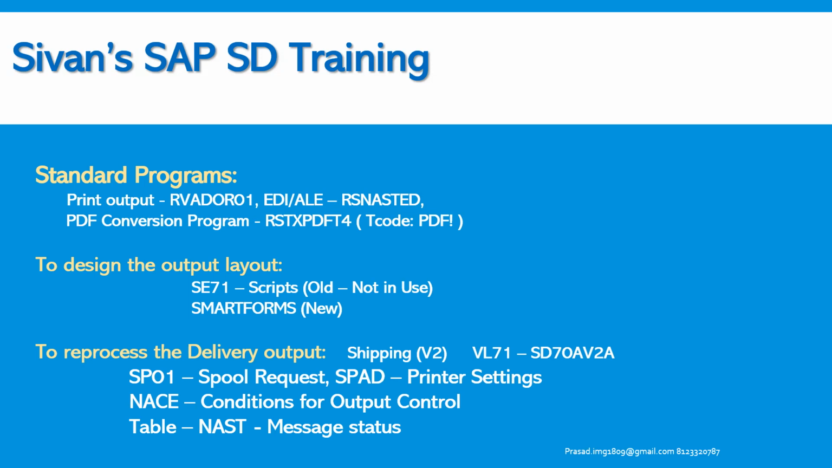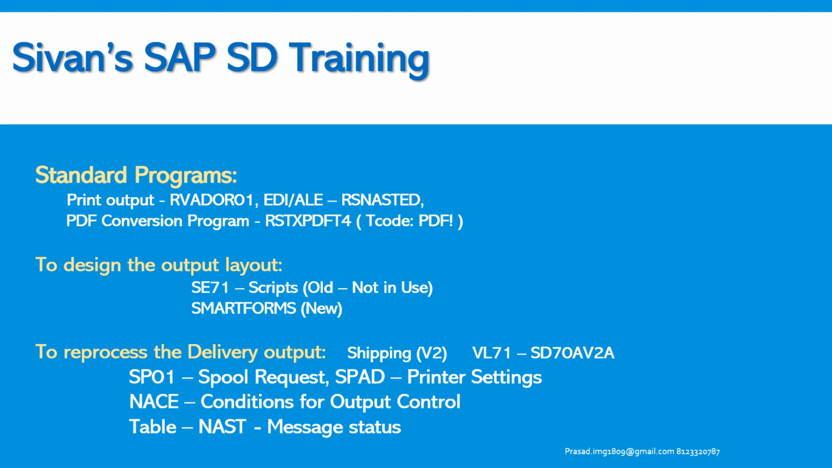To design the output layout, SE71 was the old transaction code they used to use. Now it is not in use. Now we only use smart forms as a transaction code to design the output layout. A few important transaction codes: to reprocess the delivery output, we use VL71. VL71 is the transaction code, SD70 AV2A is the program. Application own transaction, which we have already seen.